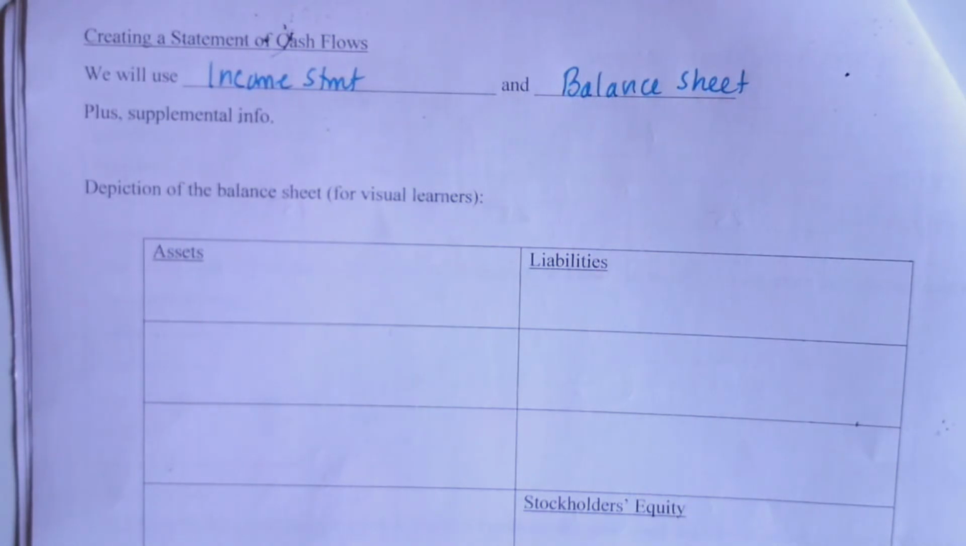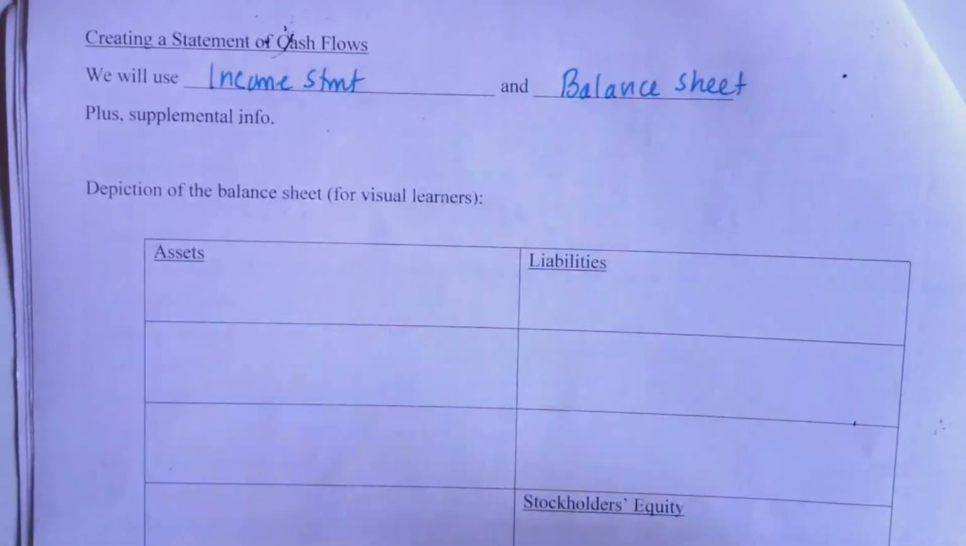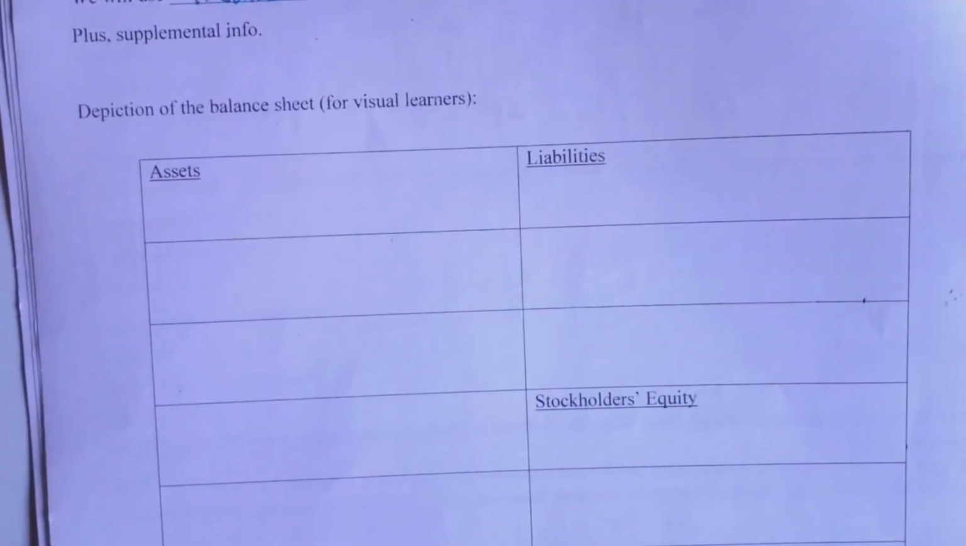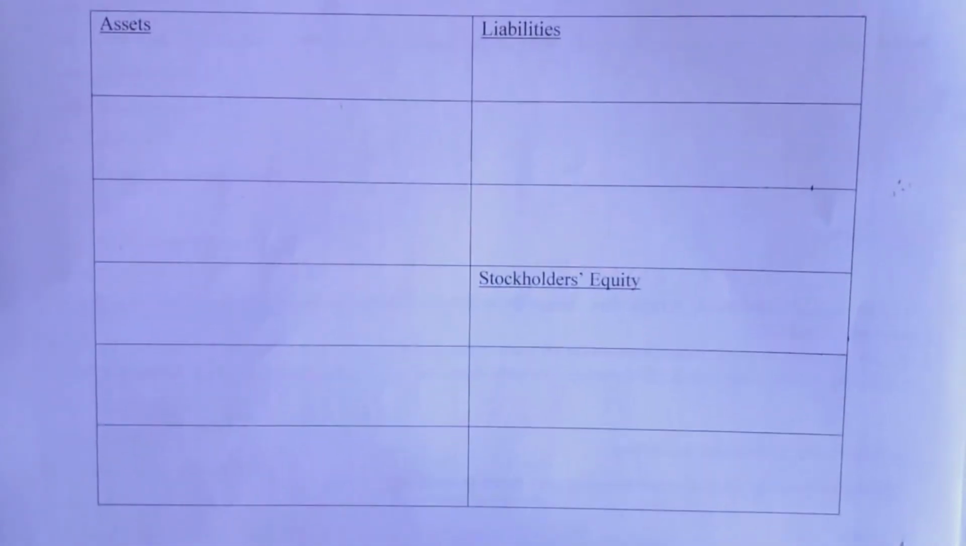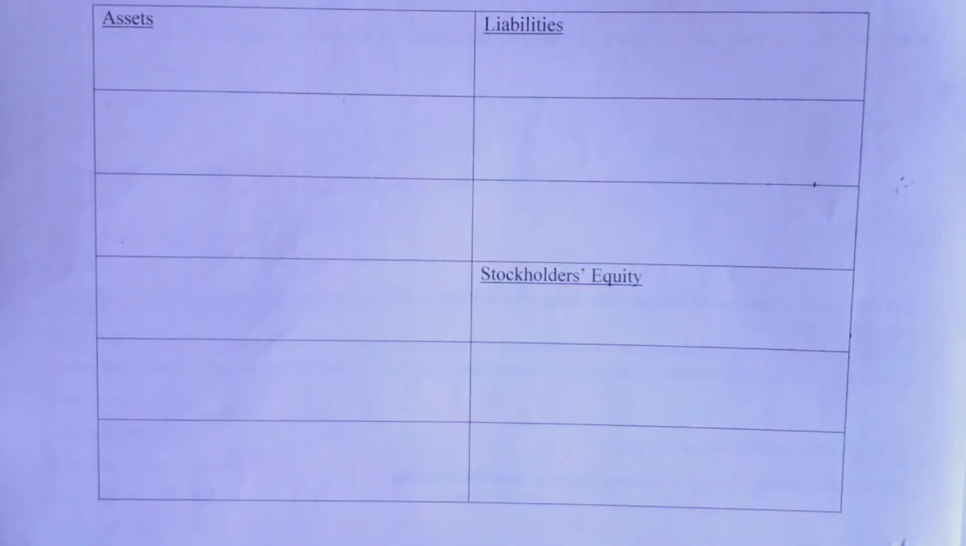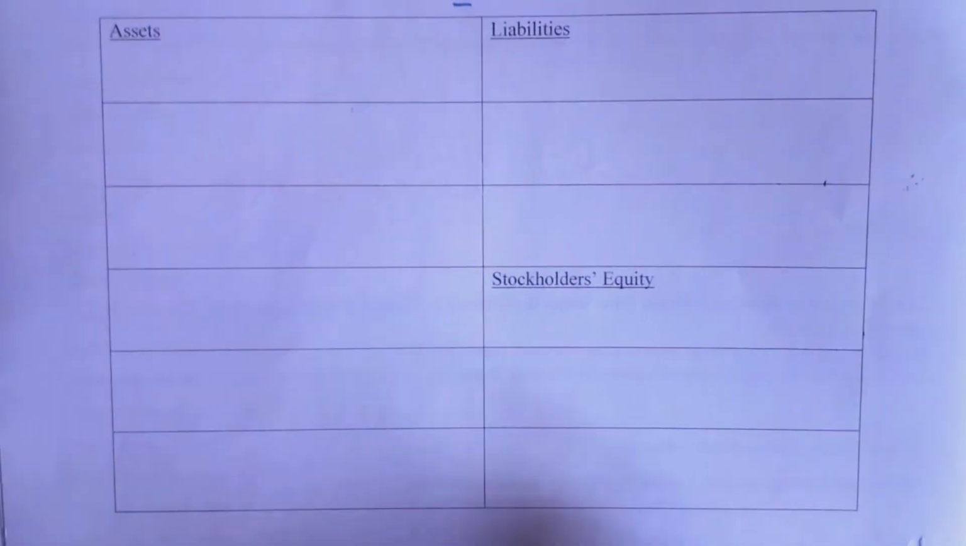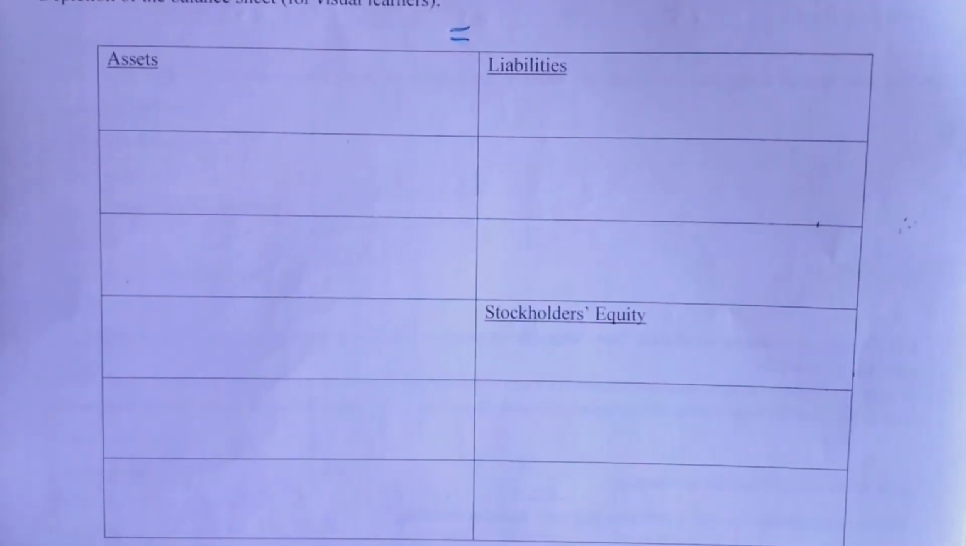Like I said, I'm going to explain the why for those people that like to understand the why, but don't freak out if you don't get the why. So this is basically a balance sheet. Assets have to equal liabilities plus stockholders' equity. You guys remember that?